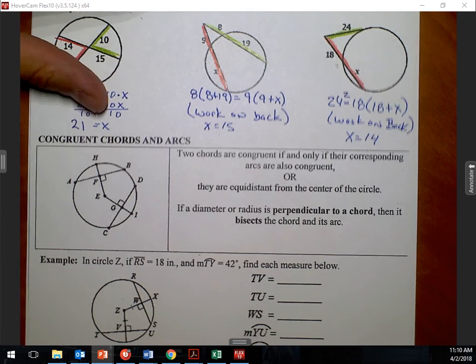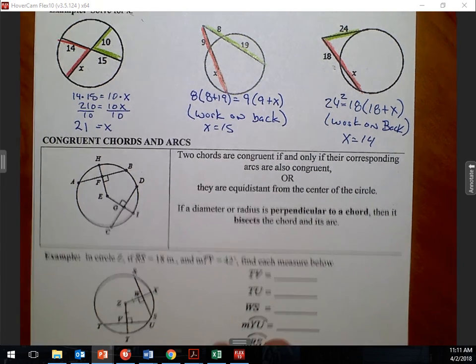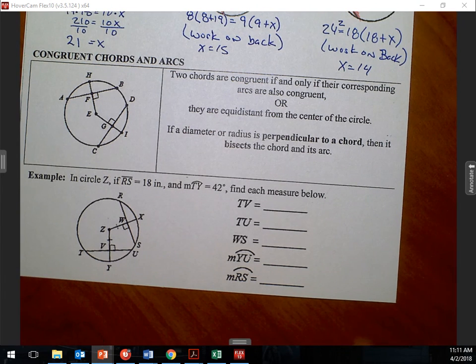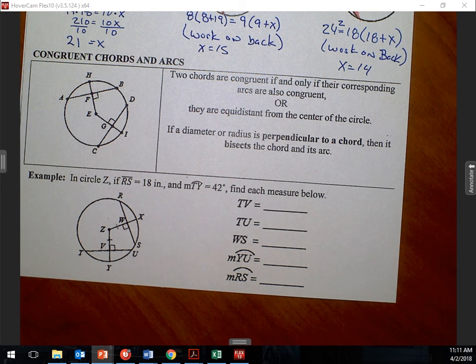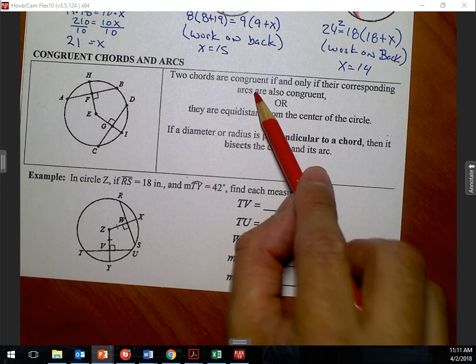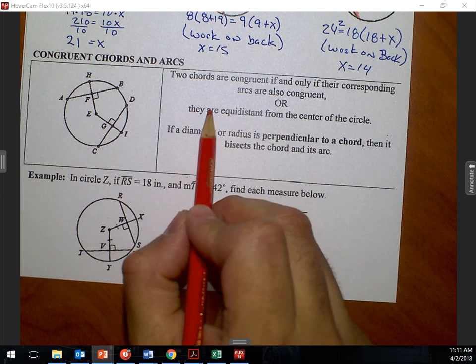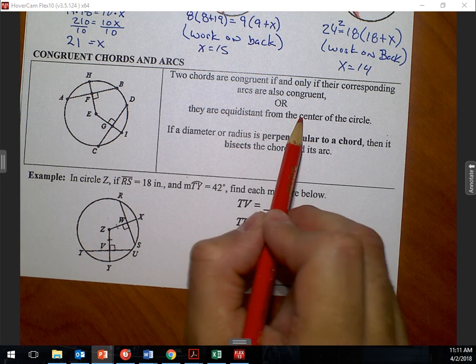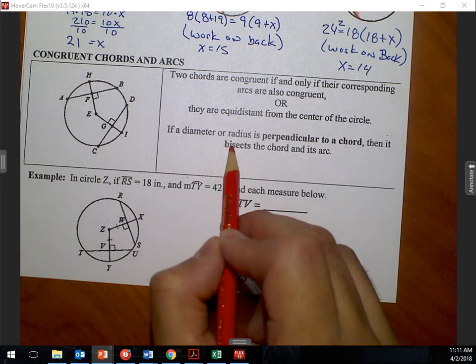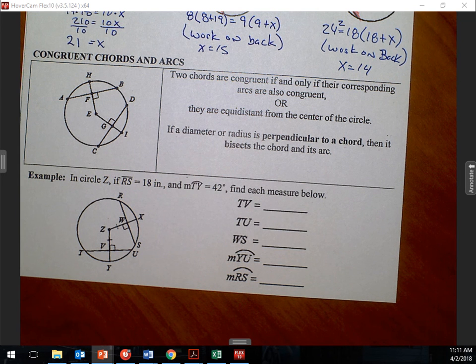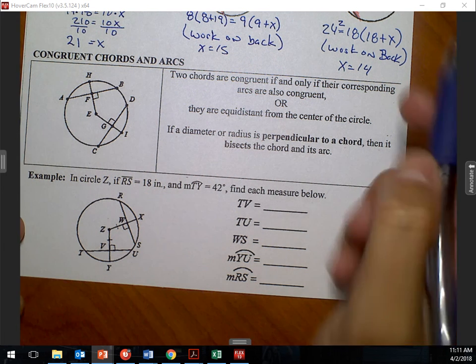All right, so now, a couple things here. I'm going to emphasize, because this one is actually a test question. Two chords are congruent if and only if their corresponding arcs are congruent. Okay? Or if they're equidistant from the center of the circle. If a diameter or radius is perpendicular to a chord, then it bisects the chord and its arc. Okay? So, given that information, I'm going to go through and actually show you some information that we know.